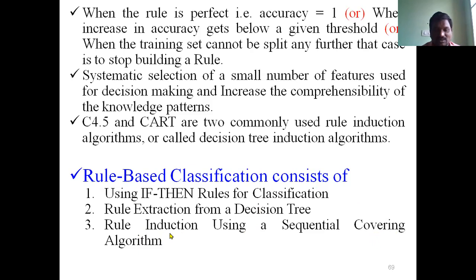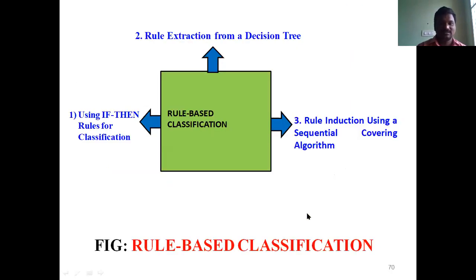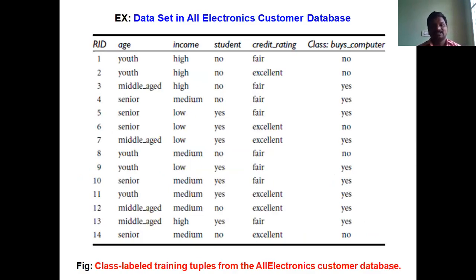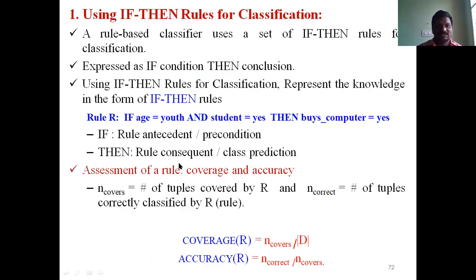That means there are different ways here. One way is the rule extracted from the decision tree. Another is the rule extracted by using the sequential covering algorithm. The first one is using if-then rules for the classification. For example, I am considering the same data set, and here is how you can generate the rules for it by using if-then statements. The rule-based classification uses if-then rules for classification.